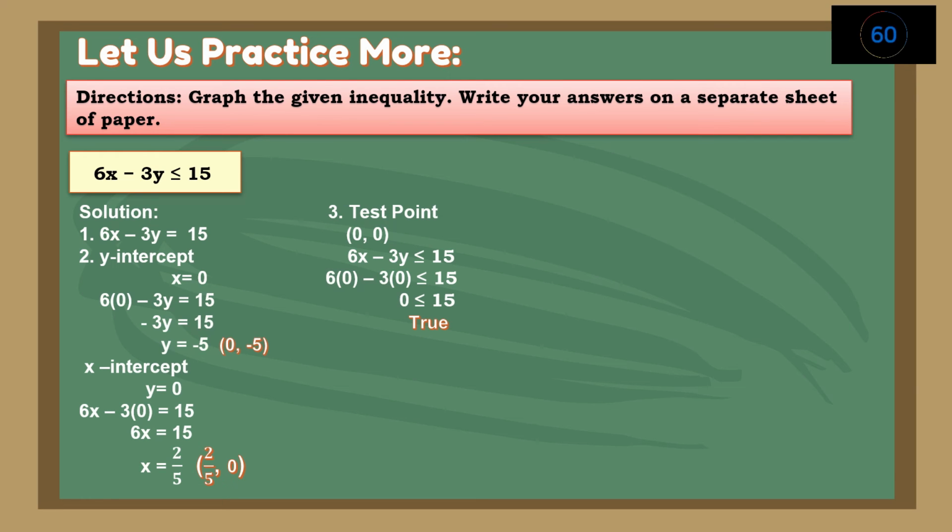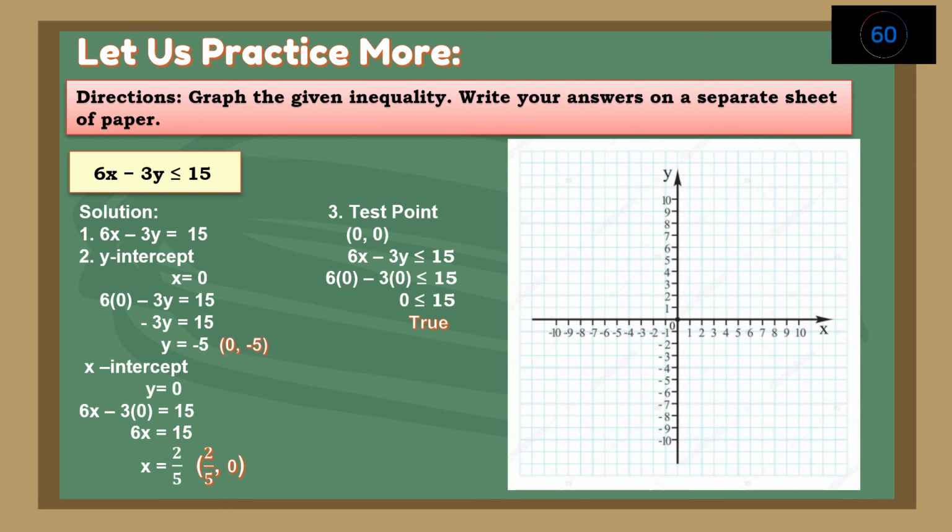So, solution. First, replace the inequality symbol with the equal sign. So, number 1, 6x minus 3y equals 15. In finding the intercepts, let x equal 0. So, substitute. 6 times 0 minus 3y equals 15. So, we have negative 3y equals 15. y is equal to negative 5. So, our first point is (0, -5).